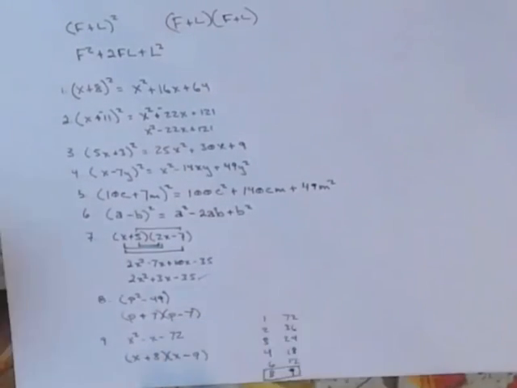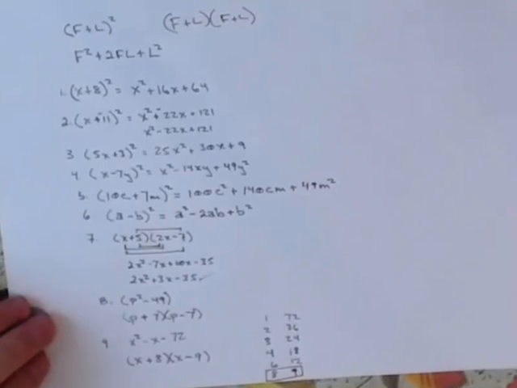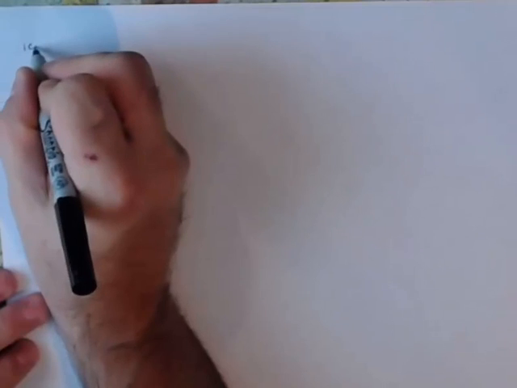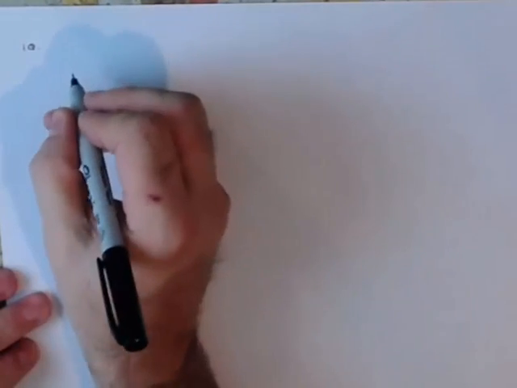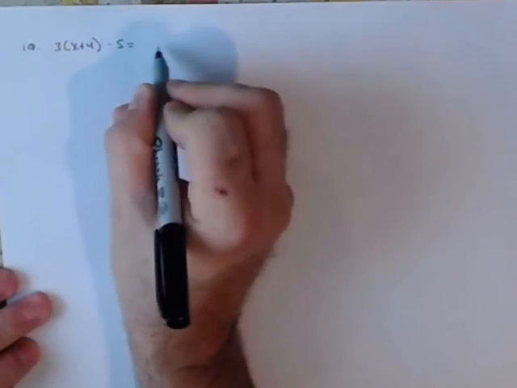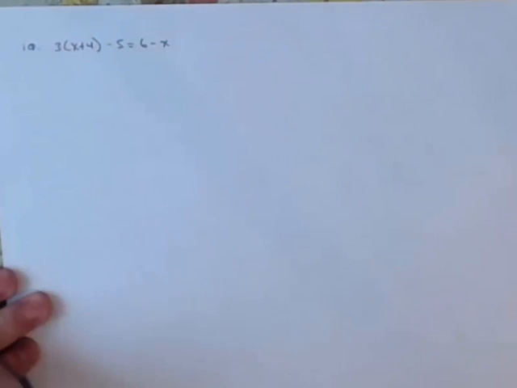All right, let's get a clean sheet of paper and move on to number 10. Okay, number 10. It asks us to solve the equation 3 quantity x plus 4 minus 5 equals 6 minus x.